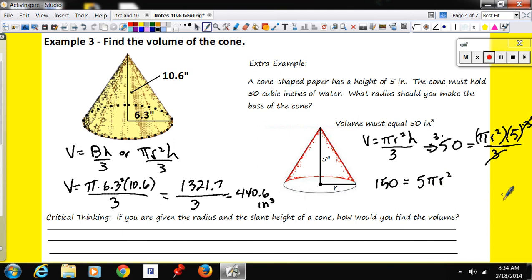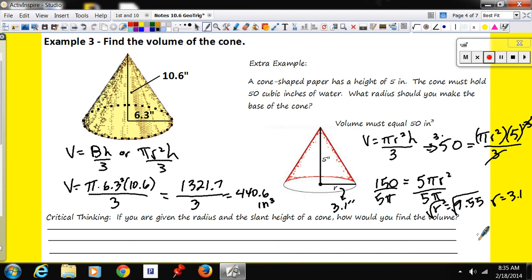What do we want to divide both sides by? By 5 pi. Get rid of the 5 and the pi. So take 150, divide it by 5 pi. Now you may have to put in parentheses. If you're doing the whole thing in your calculator, you'll have to put the 5 pi in parentheses. You'll get 9.55 equals r squared. And then you'll need to square root both sides to get radius. So take the square root of 9.55, 3.1 when you round it off. So this radius right in here would be 3.1 inches.